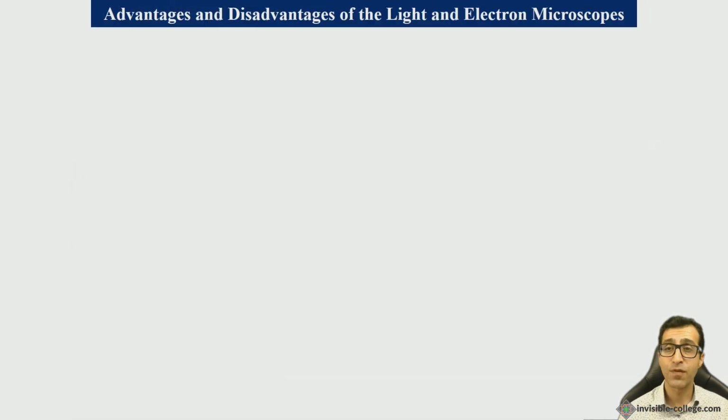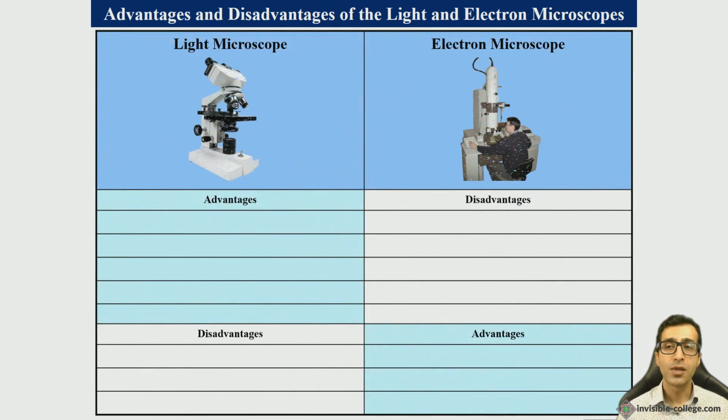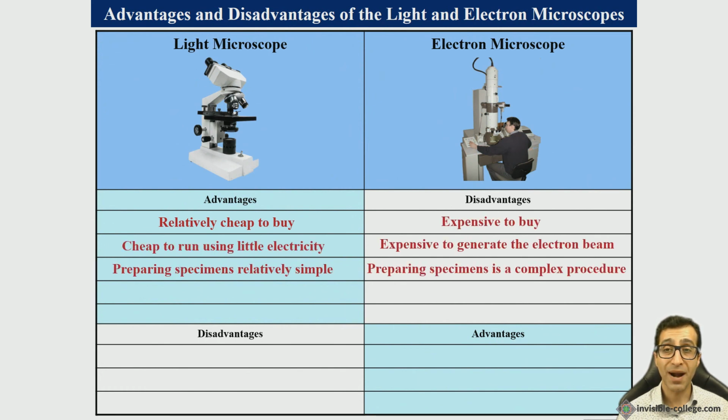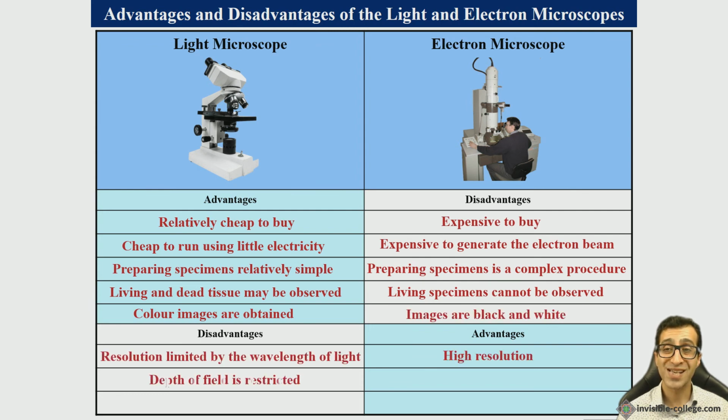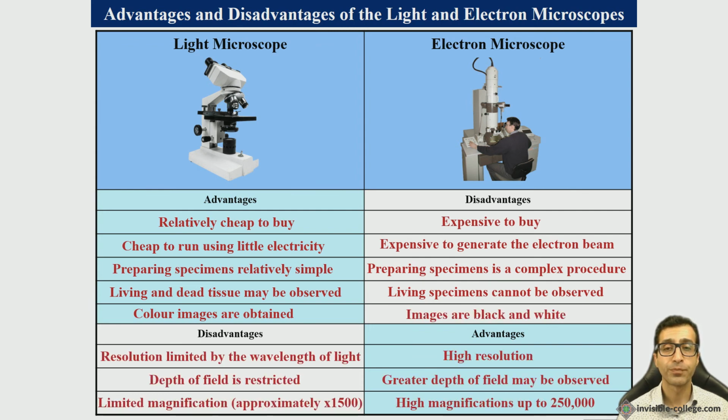So let's compare the advantages and disadvantages of a light or optical microscope as compared to an electron microscope. And again, it's useful for you to be aware of these distinctions. So this table here illustrates some of the comparative advantages and disadvantages of optical versus electron microscopes. Now, as we'll see, there are two general forms of electron microscopy. There is transmission electron microscopy and there is scanning electron microscopy.